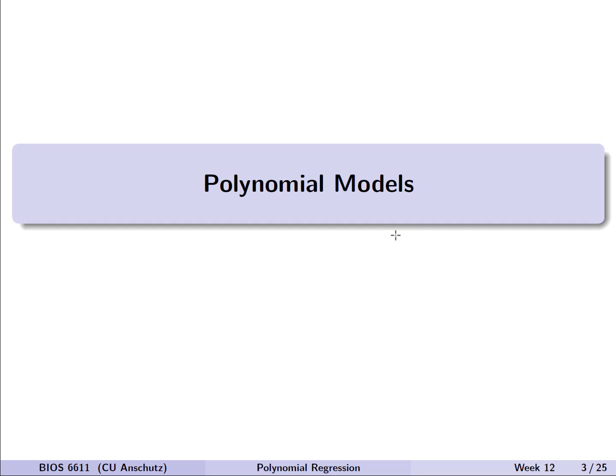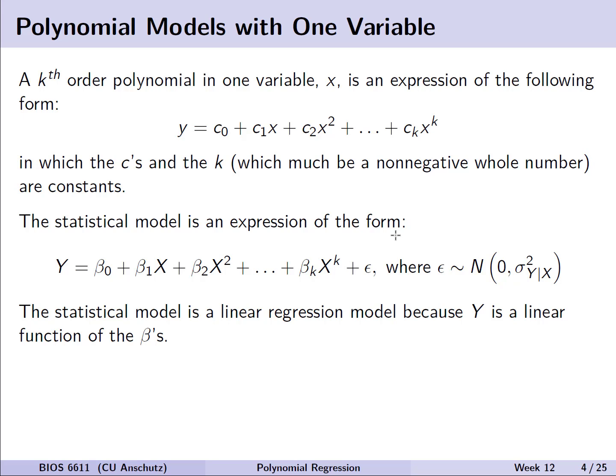So let's start by introducing the idea of polynomial models. Mathematically, we can generally think of this as a kth order polynomial for one variable x. It can be written in a way that looks pretty similar to a regression equation. We might say y equals some value c naught plus c1 times x plus c2 times x squared, all the way up to that kth term, that kth order polynomial, ck times x to the kth. In this case, k has to be a non-negative whole number, and the c's represent some constant value.